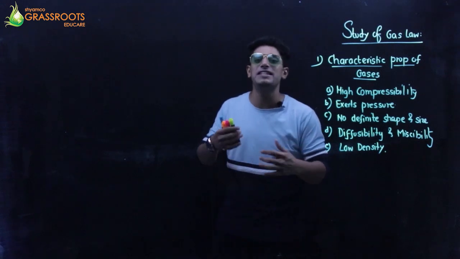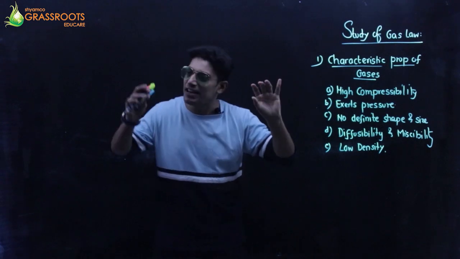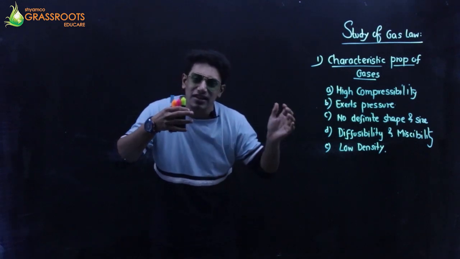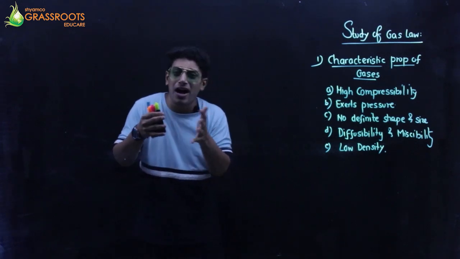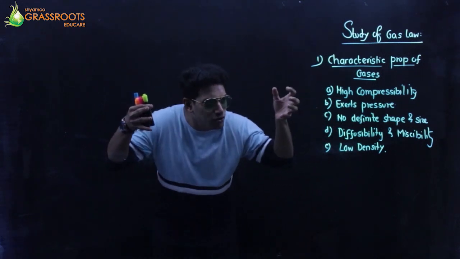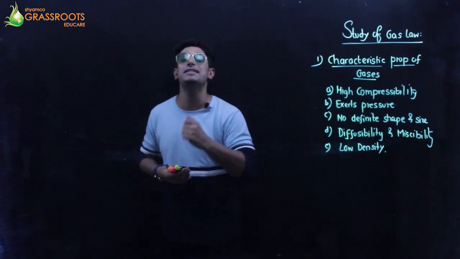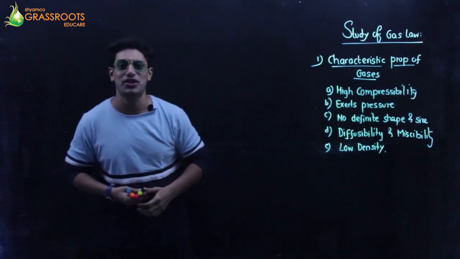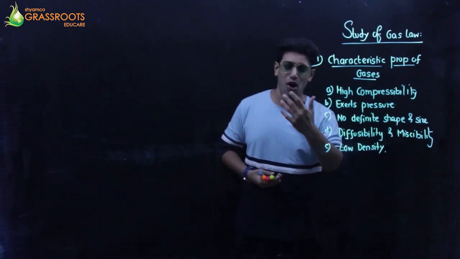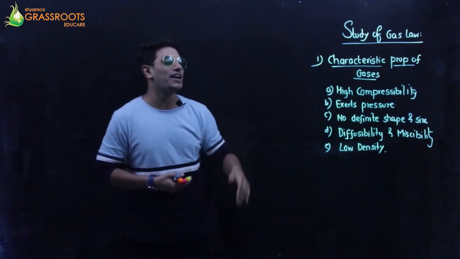Diffusible. Diffusible means mixing nature. Whenever you're talking about one gas A and another gas B, you get them close to each other. Obviously, the gaseous particles are quite apart from each other, right? There is a lot of space between them. So when you get both of them close, obviously there is going to be an intermixing. Miscible means a mixing nature. They can diffuse, come close, combine, right? Not chemically though sometimes, but definitely physically sure. So they are diffusible.